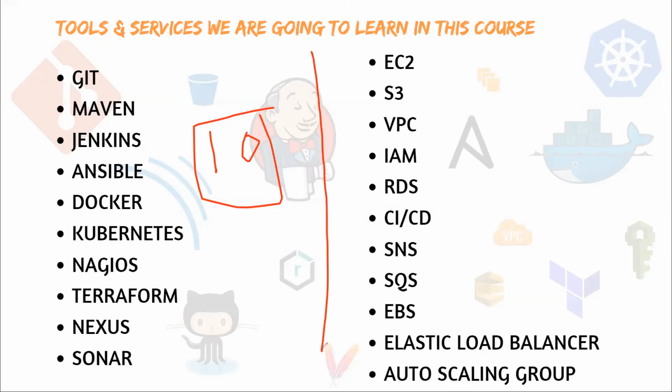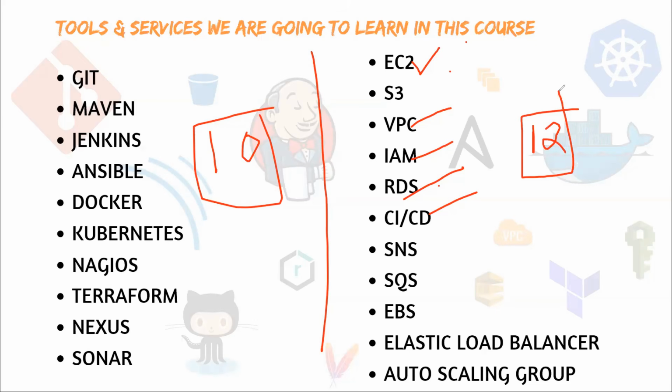In part 1, we are going to learn DevOps. Again, our course is DevOps with AWS. So here I am going to teach you AWS as well. In AWS, I am going to teach you EC2, S3, VPC, IAM, RDS, and the CI/CD process, SNS, SQS, EBS, Elastic Load Balancer, Auto Scaling Group. These are the concepts you are going to learn. Of course, there are some other concepts as well, like AWS CLI, but I haven't mentioned it here. The total number of DevOps tools you are going to learn is 10. And the total number of AWS concepts I am going to teach you is 12. How many, sir?